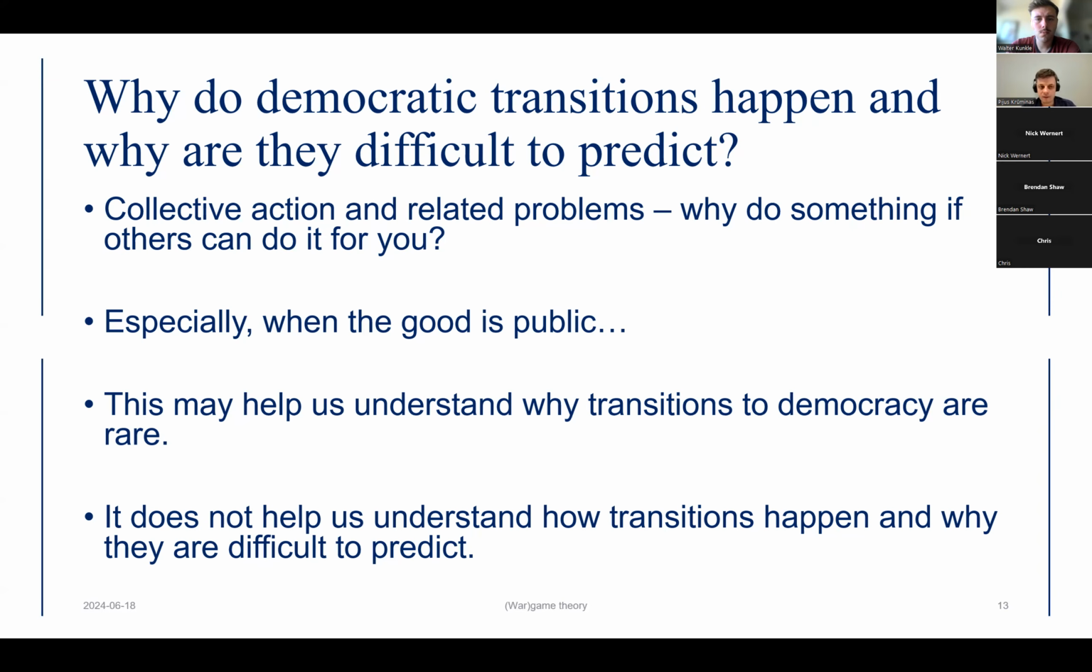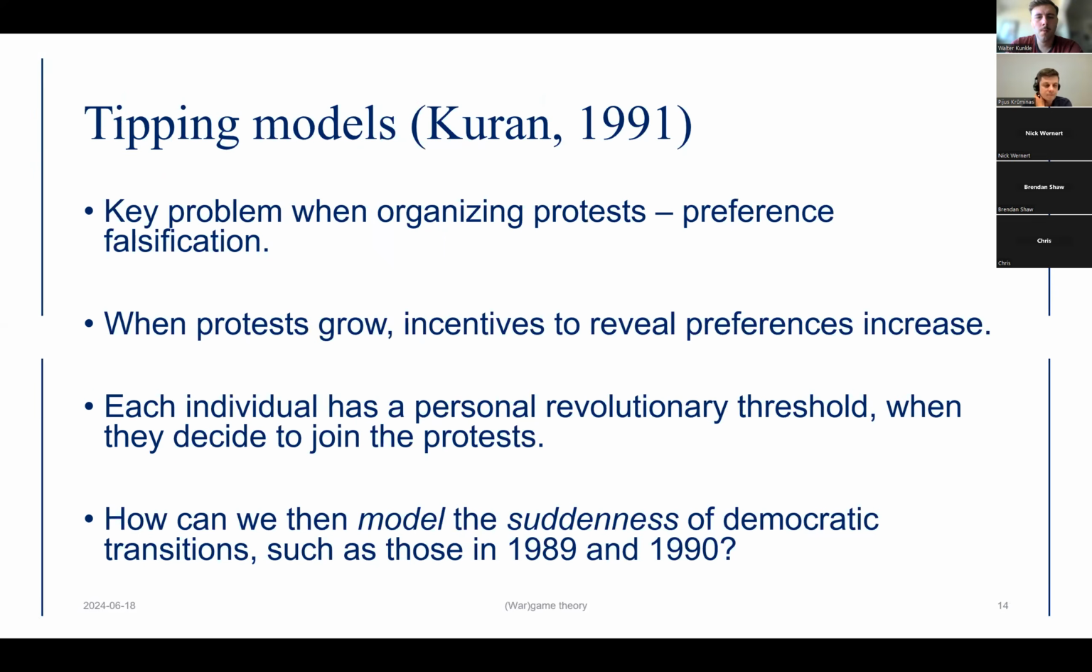However, if we look at this democratic transition problem solely from the perspective of the collective action problem, it doesn't really help us understand why and how transitions happen, because it doesn't provide us a pathway or an explanation, a model of why a democratic transition would happen and why it is difficult to predict. And the textbook that I've mentioned discusses one type of model, which is tipping models from Kuran, 1991.